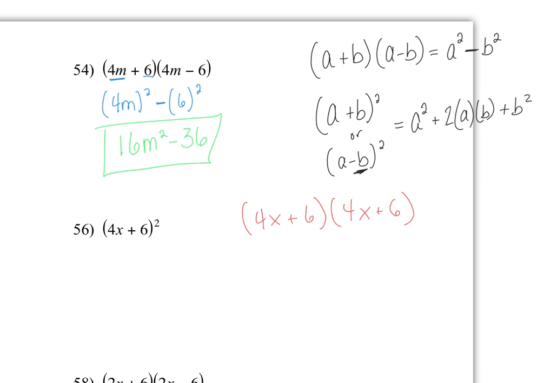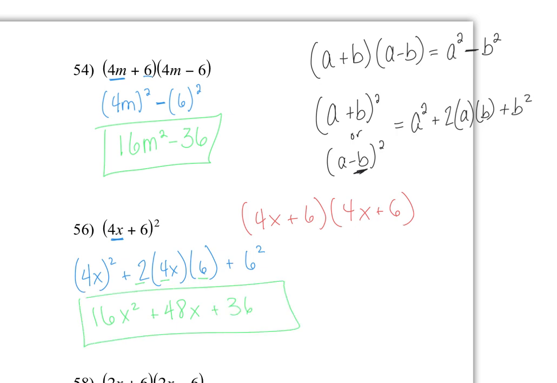But if we do it the way the shortcut does, we have a 4x, that will be squared. We have 2 times 4x times 6, that's our middle term. And then we have our last term squared. So once again, 16x squared, 2 times 4 times 6, that is 48, yes? 8 times 6, however you want to do it. However order you want to put that in to know it, and then 36, and we're done. And if you were to FOIL it, that's what you would get.